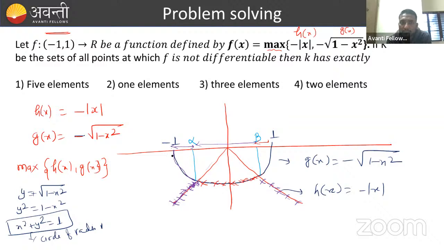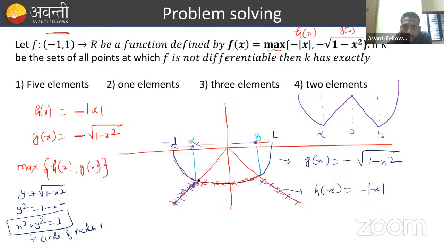So now the function is defined like this. This is from minus 1 to alpha, the circle is maximum. From alpha to beta, the mod is maximum. From beta to 1, again the circle is maximum. So the graph will be like this, like this, like this, like this, and like this. So one point is alpha, this is beta, and this point is 0.